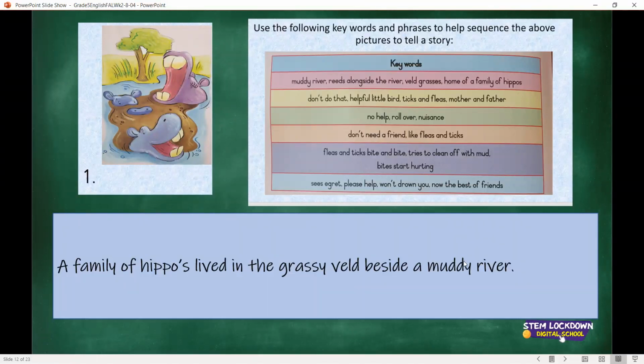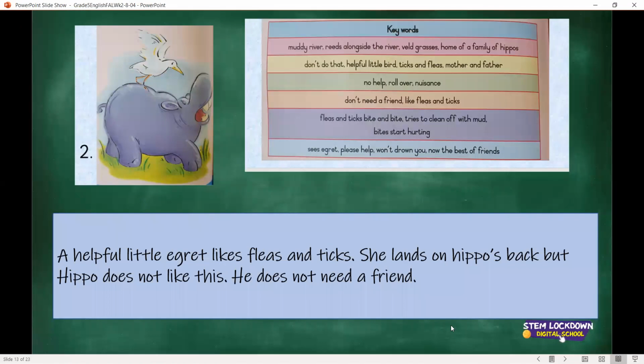Okay. Now, let's have a look. I'm going to go into my next part. And if you look at the picture, it's kind of helping me tell the story because in the picture, I see a hippo with the egret on its back. So, I wonder what words I can use to say what's going to happen next in the story. So I look at my keywords and I see which one does that picture look like the best to me. So let's go through them. We see don't do that, helpful little bird, ticks and fleas, mother and father. Okay, now I could use those words because there is a helpful little bird. And it does say don't do that. And the hippo does not look happy.